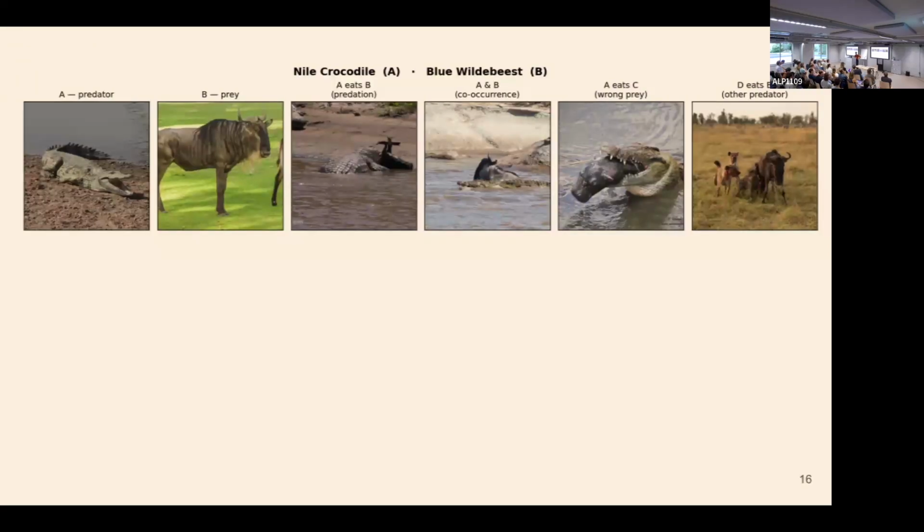So you get stuff like this, right? This is just the crocodile, just the blue wildebeest, the actual predation event of the two, and the co-occurrence, but actually no predation. They're just hanging out. And then this is a crocodile eating a baby hippo. Now, this is a hyena eating the wildebeest.